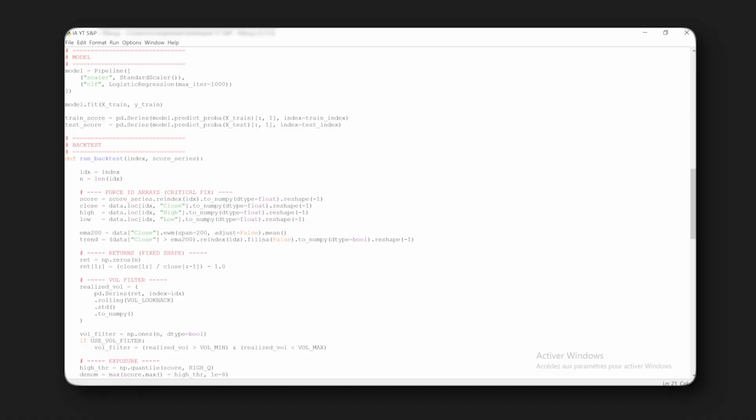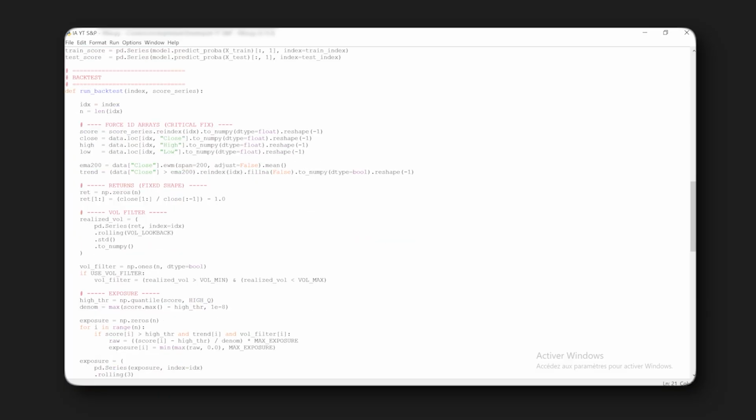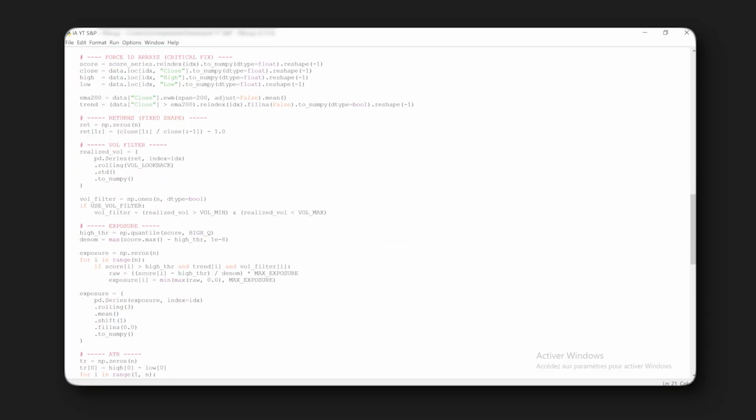Turning probabilities into a strategy. A probability by itself is not a position, so the strategy converts this probability into market exposure. When the probability is low, exposure is zero. When the probability increases, exposure rises gradually. There are no all-in or all-out decisions here. This smooth transition reduces emotional and statistical instability.